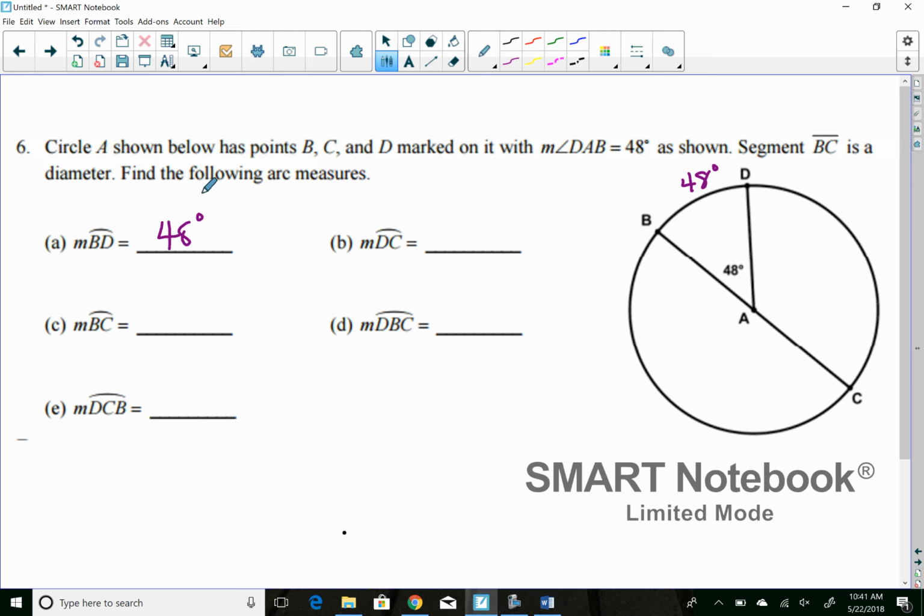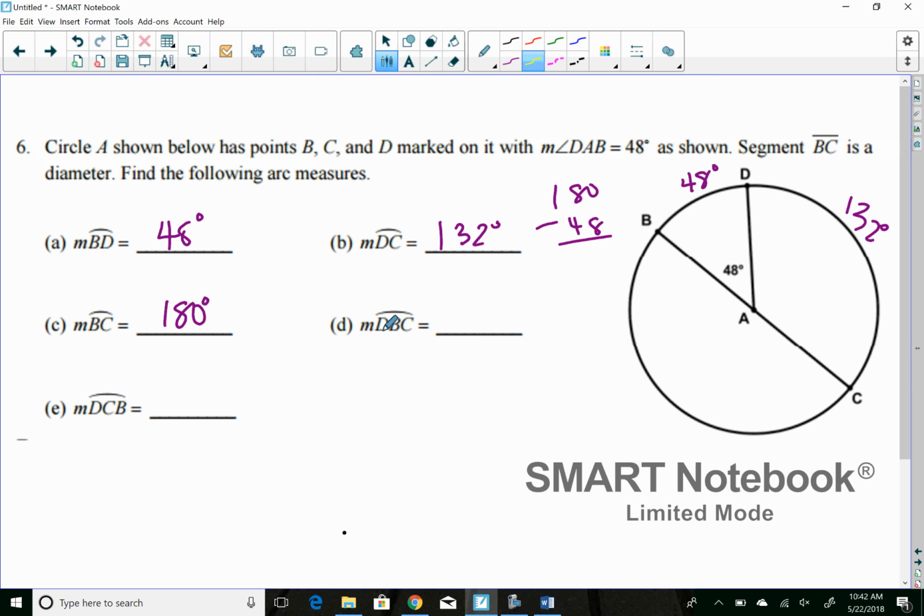That's an easy one. The next arc they asked us to find is DC. Now, if you notice, BAC is the diameter of the circle, meaning it cuts the circle in half. So that means if I take 180 degrees, which is half a circle, and subtract 48, I'm left with 132 degrees for that arc. Arc BC is half of a circle, so that would be 180.